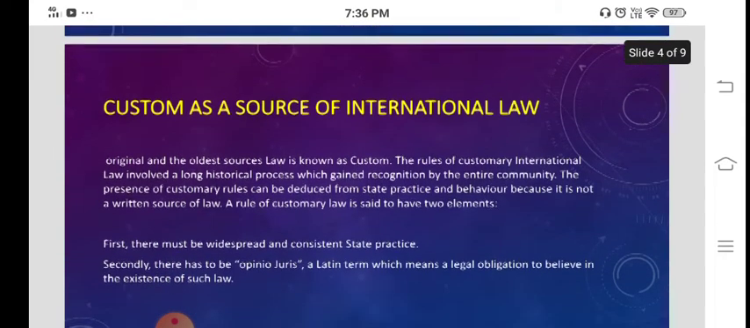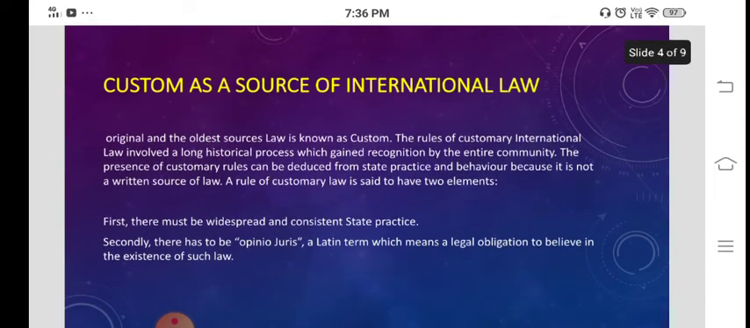Custom as a source of international law. The original and the oldest source of law is known as custom. The rule of customary international law is a long historical process which gained recognition by the entire community. The presence of customary rules can be deduced from state practice and behavior because it is not a written source of law. A rule of customary law is said to have two elements.